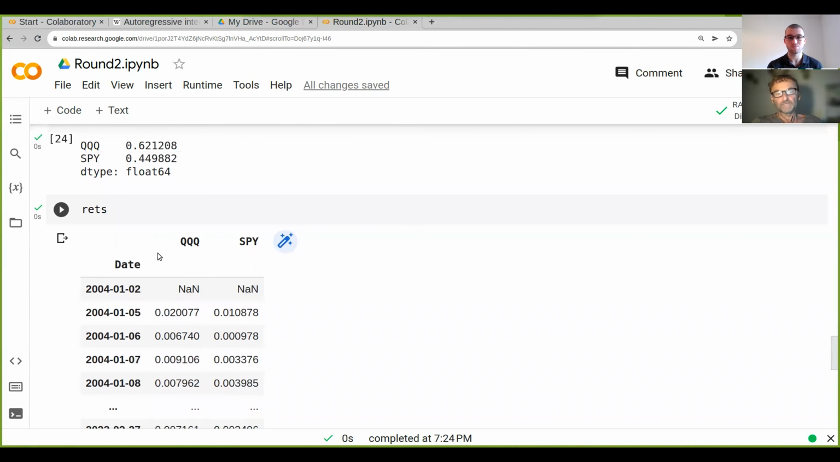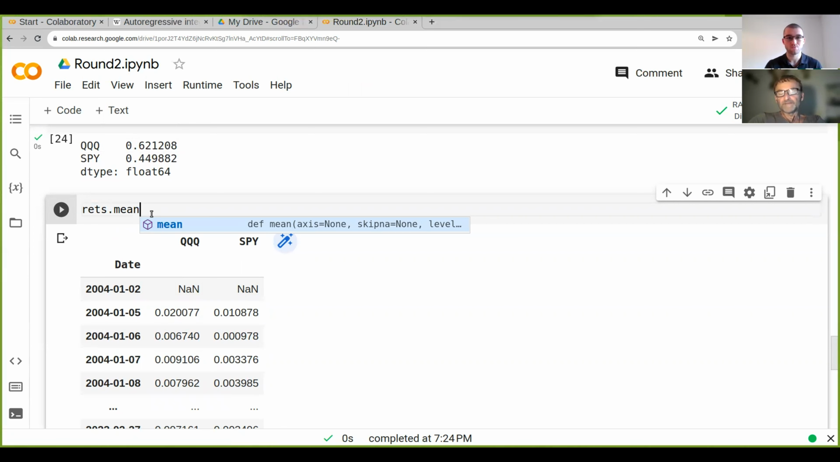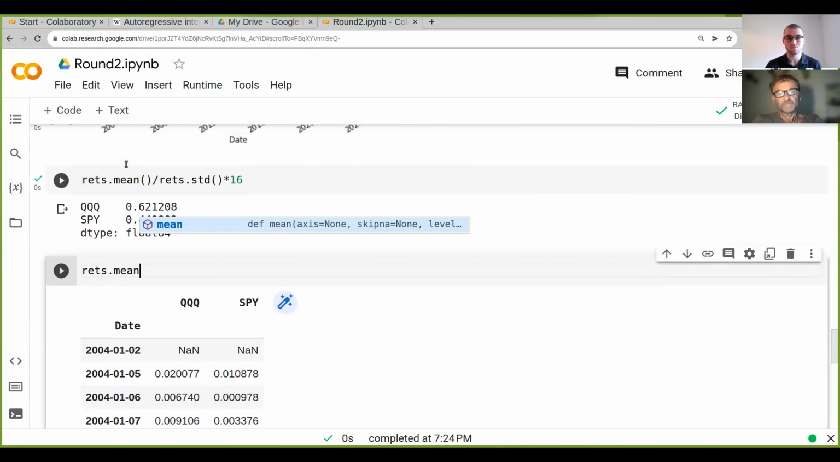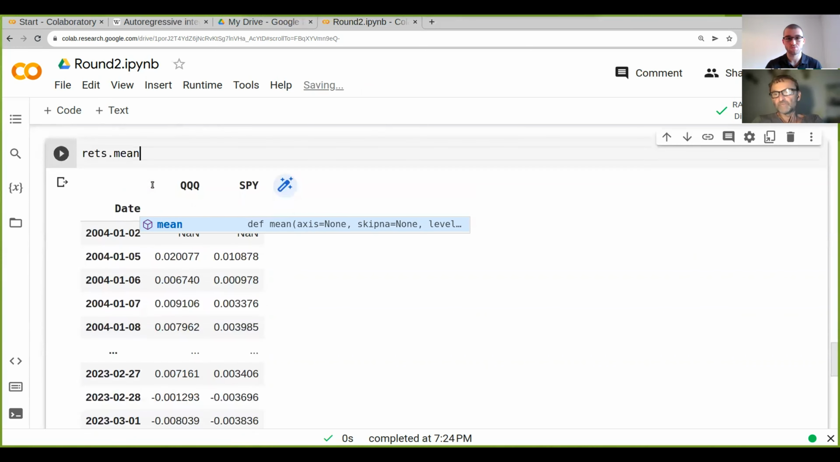The way to do this is we go rets.mean, but what we did before was when we did mean, it was actually taking the average column-wise. But now we want to do it for the rows. And so what we have to do is go axis=1.